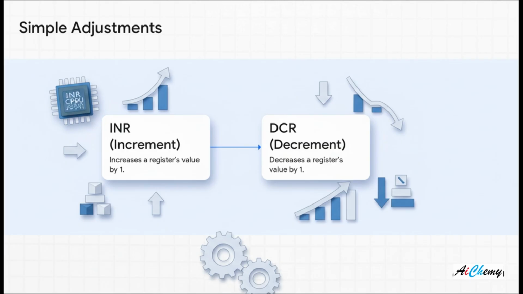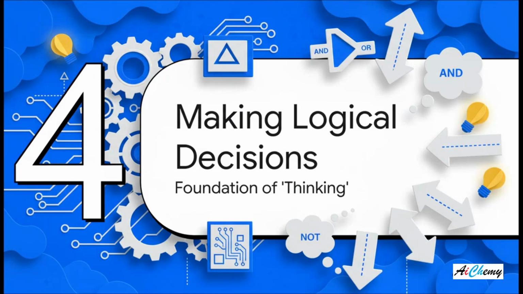They're super efficient ways to just bump a value up or down by 1. Perfect for things like counting down a timer or running through a loop a certain number of times. All right, so we can move data, and we can do math on it. That's great. But the real leap, the thing that makes a computer feel, well, smart, is its ability to make decisions. This is where we get to the foundation of what you might call computer thinking.